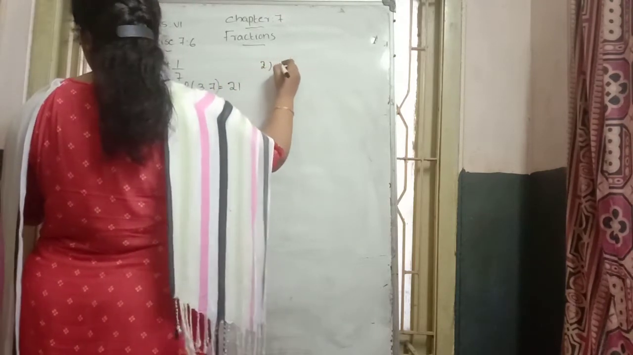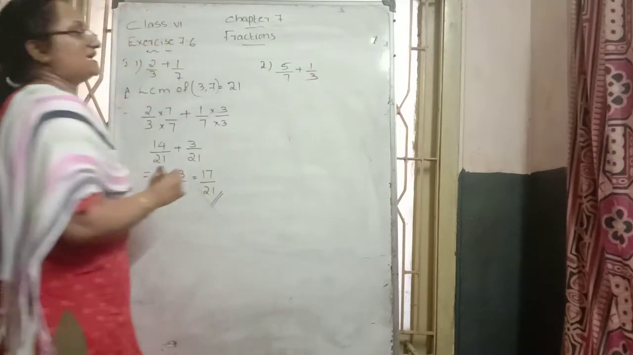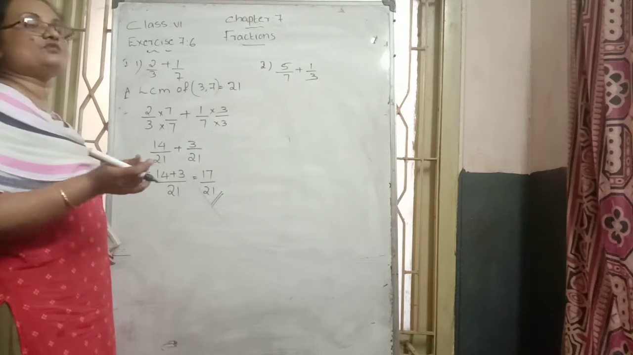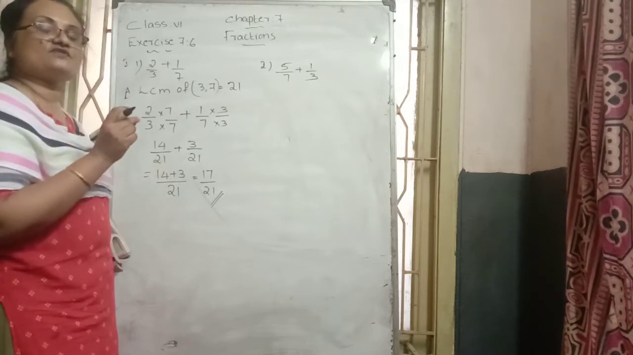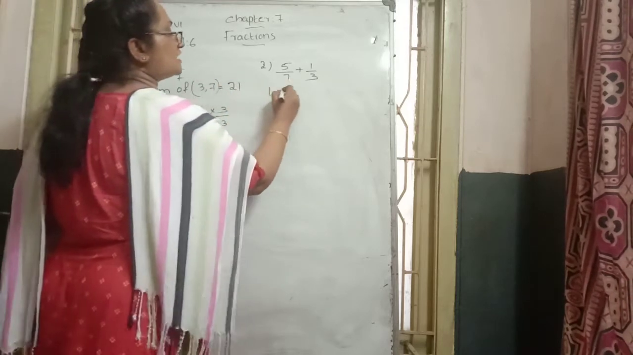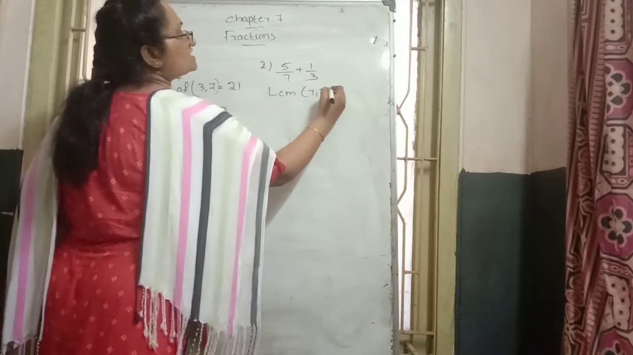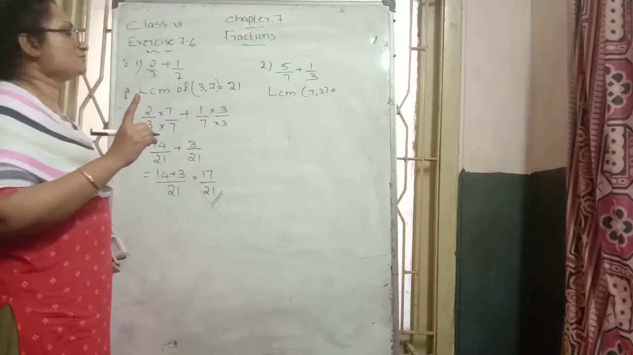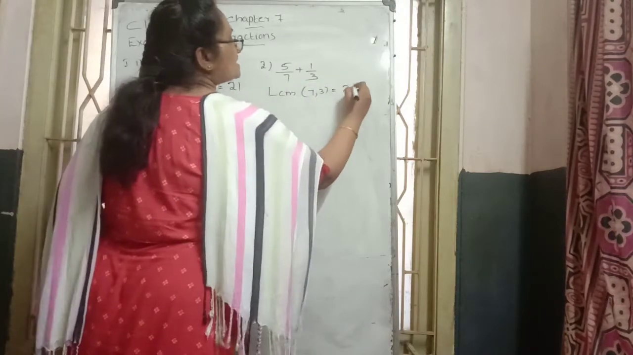Then, the same way, the second question: 5/7 + 1/3. We want to add these numbers. Here both fractions have different denominators. So our aim is to make the denominators the same. How? Take the LCM of 7 and 3. What is the LCM of 7 and 3? Both are prime numbers, so we just multiply. 7 times 3 is 21.